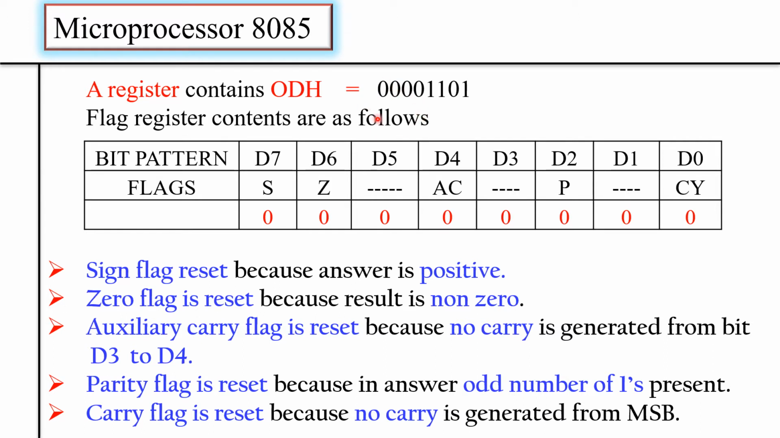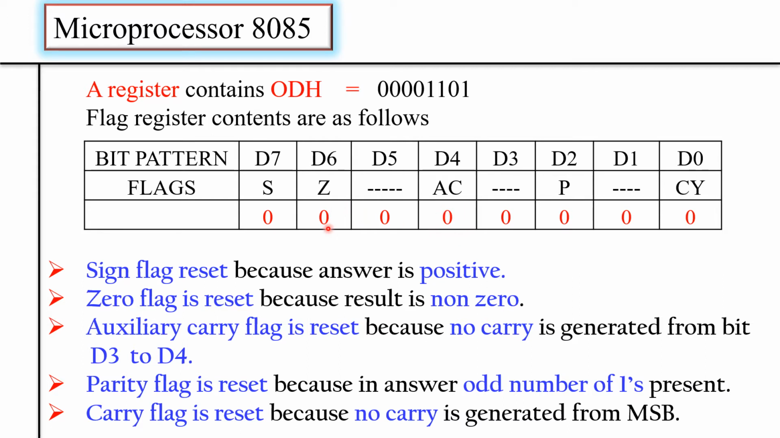Now let us write the flags. Carry flag: there is no 9th bit generated, there is no carry from the D7 bit, so the carry flag is not generated after execution of this instruction. So the carry flag is 0. Now the number of ones in the result is 1, 2, 3, that is an odd number of ones, so parity will be 0. Auxiliary carry flag: there is no carry generated from the D3 bit to the D4 bit, so the auxiliary carry flag is 0.